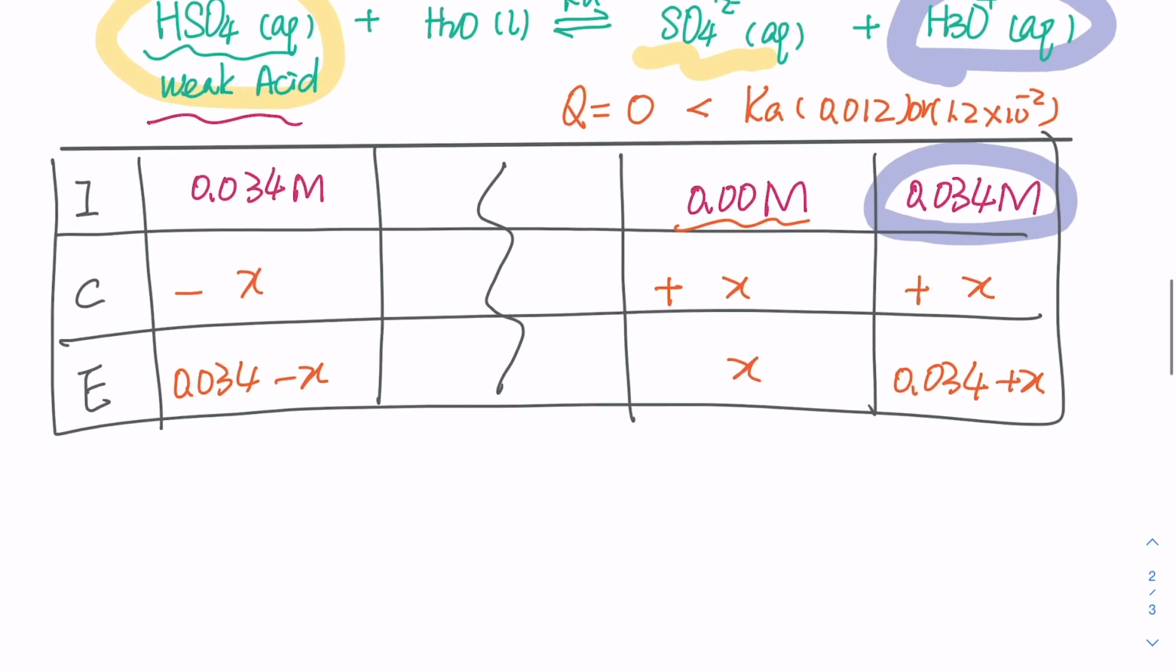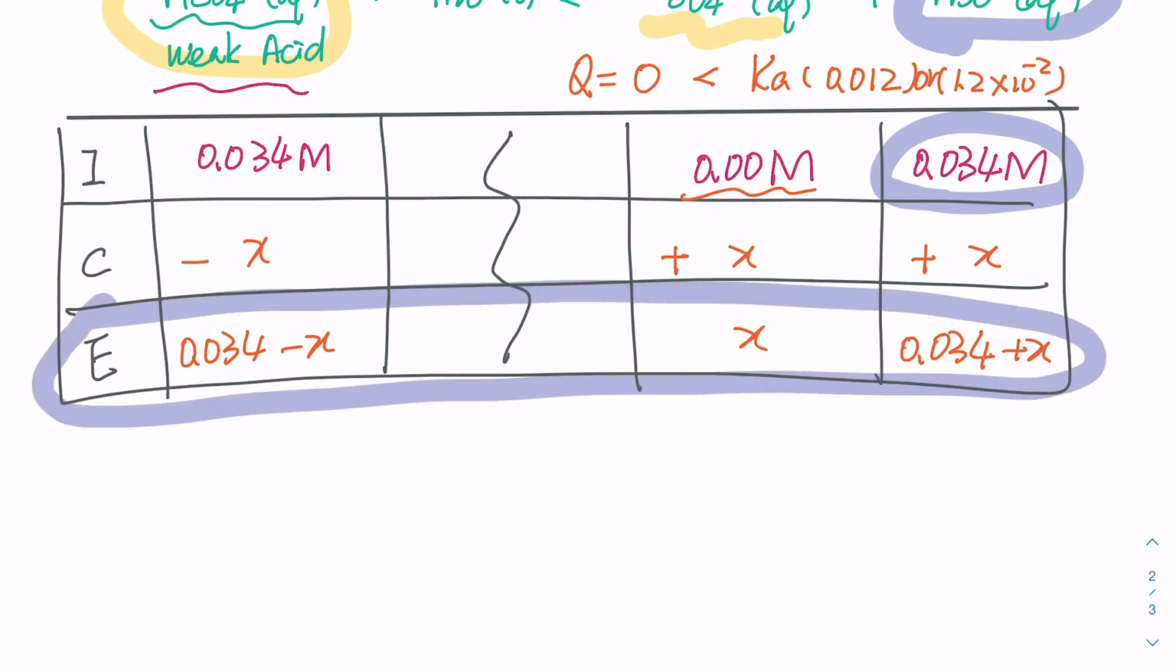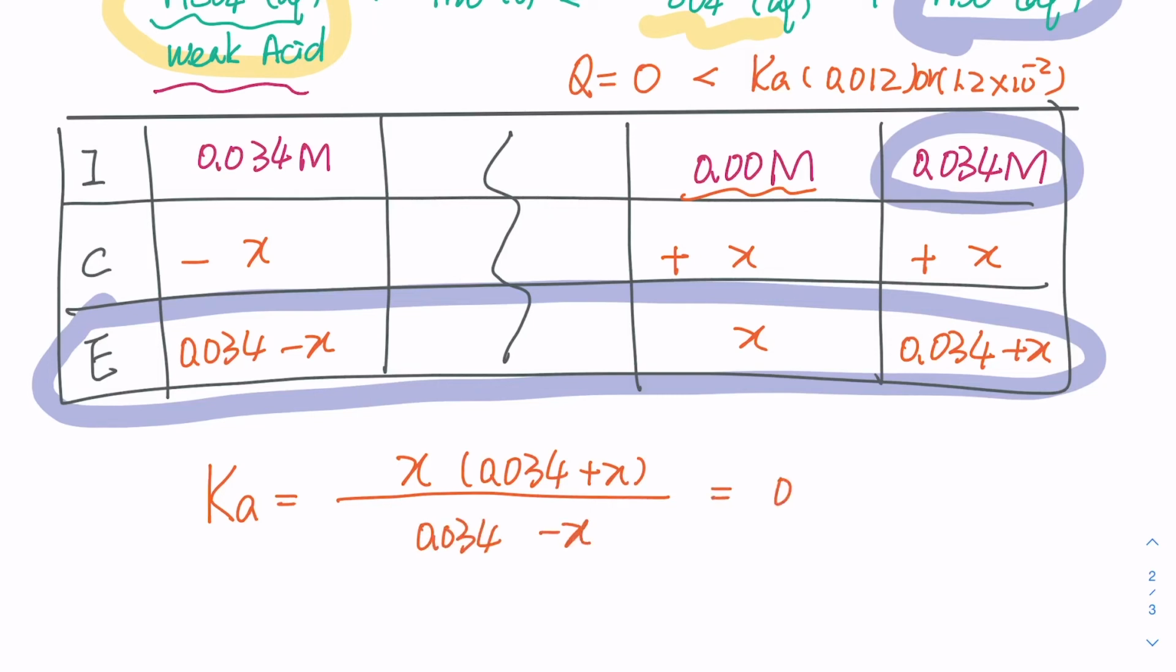Okay, so after this point, we have the numbers for equilibrium. Now we will express equilibrium. Ka equals products over reactants. So the products will be x times (0.034 plus x) over (0.034 minus x) equals the Ka value.